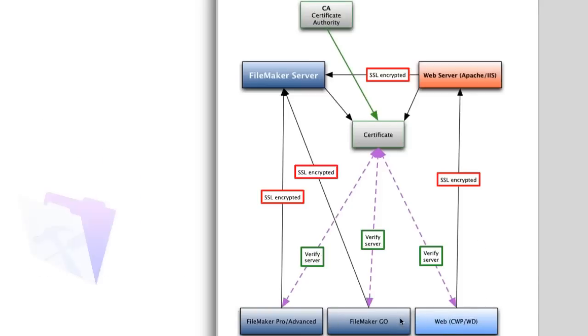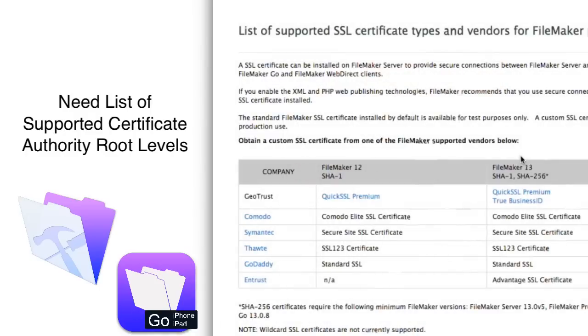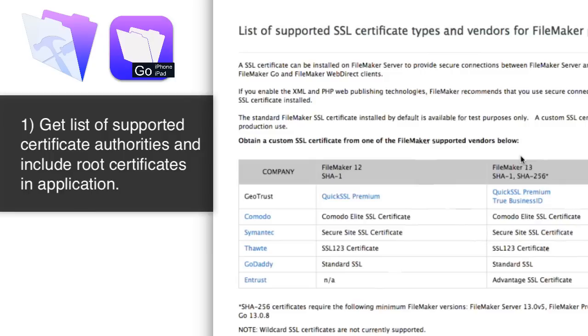But when it comes to FileMaker, and especially FileMaker Go, FileMaker Go needs to have included a list of supported certificate authority root levels. And that's why there is a list of which certificate authorities are supported by FileMaker. And the reason the list is not very big for FileMaker, I believe, has to do with two things. One thing is that it sounds like it's just a list, but they actually need to include the root certificates for those root certificate authorities and the types of certificates that they want to support. So there's a lot of code that needs to be bundled and put into the FileMaker Go client.